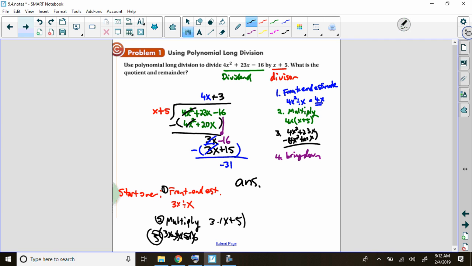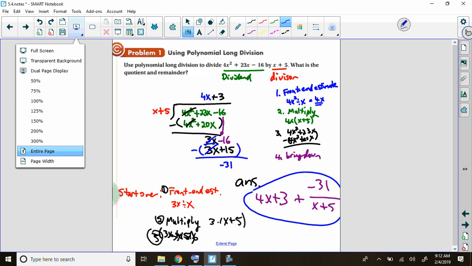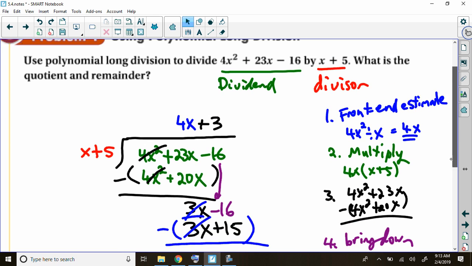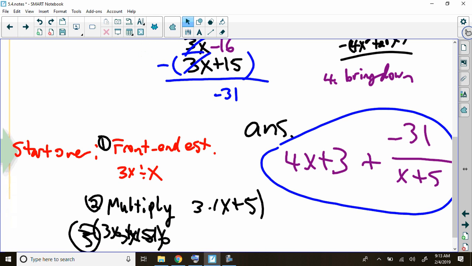So our answer is going to be written like this: 4x plus 3 plus the remainder, which is -31, divided by the original divisor. What was our divisor? X plus 5. So that's it. This right here is our answer on that. I'll make that big for all the world to see. Our answer is 4x plus 3 plus -31 over x plus 5.